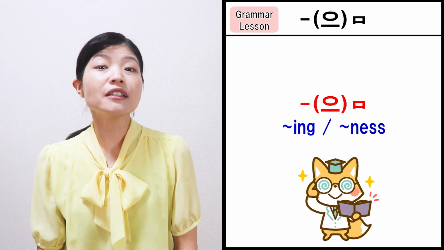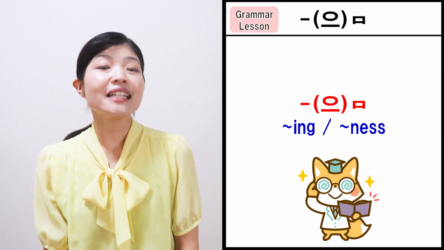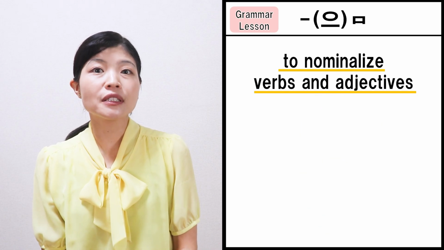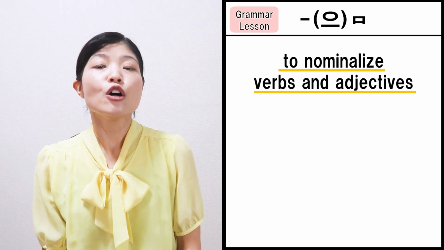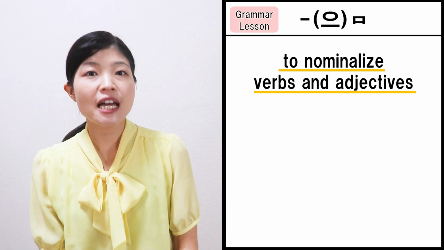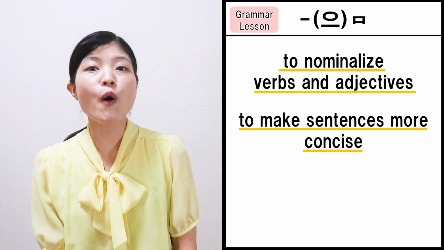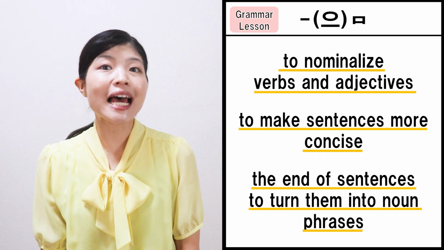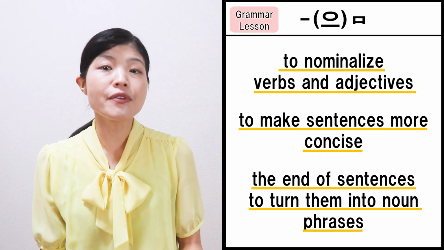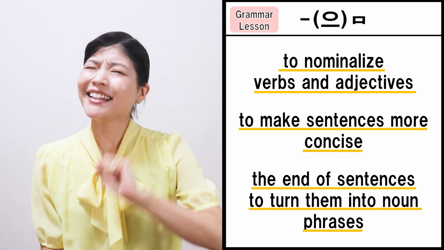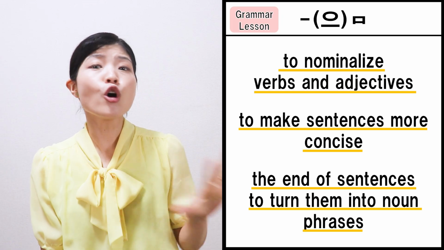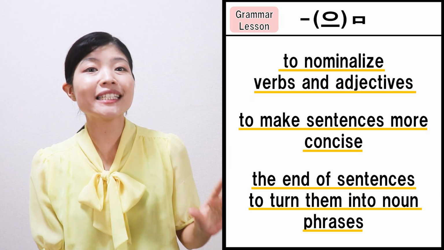The first grammar is 미음, ing, ness. This expression is used to nominalize verbs and adjectives. The reason for nominalization is to make sentences more concise. You can also use it at the end of sentences to turn them into noun phrases. And you know what? There are so many words that apply this grammar.